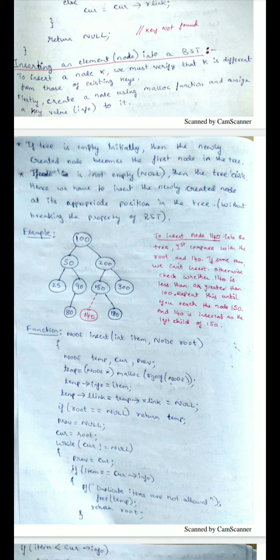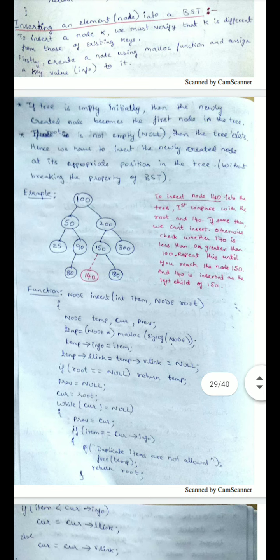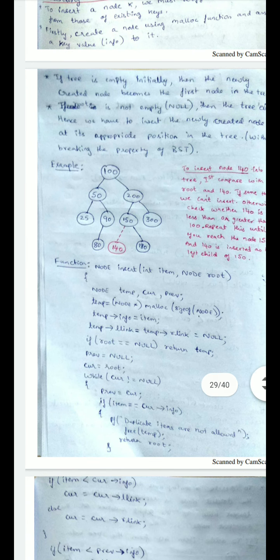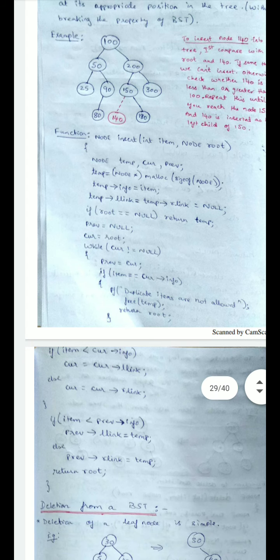While the current node is not null, what happens? You set previous to current, and if the item is equal to the current information, you print that duplicate items are not allowed. If the inserted information is the same, it is not allowed. If not, if the item is lesser than the current node, it moves to the left side. If larger, it moves to the right side. Like this we go on comparing each node, and then the information is inserted.